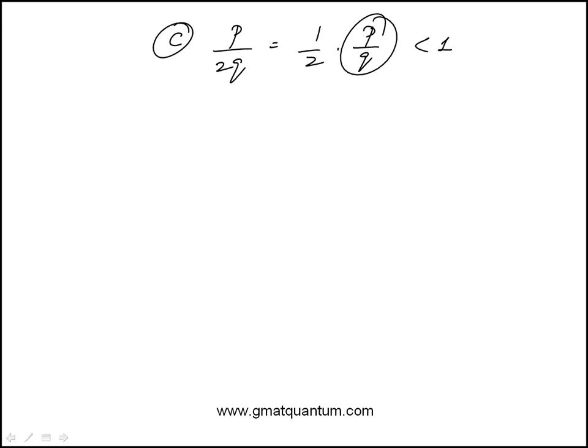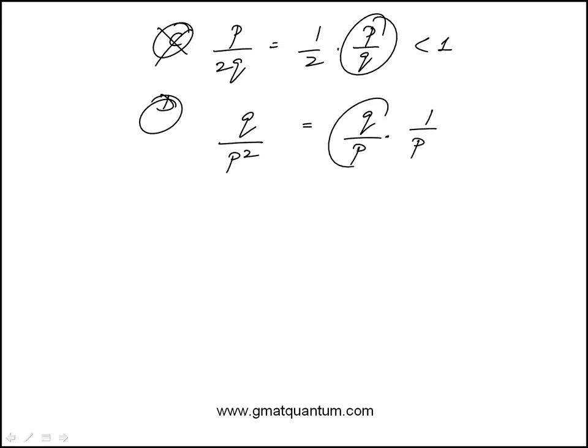So B is out. C is P over 2Q. Again, it's half of P over Q, which we already know is less than 1. So half of that would also be less than 1. So that's out. And D is Q over P squared. So that's Q over P times 1 over P.